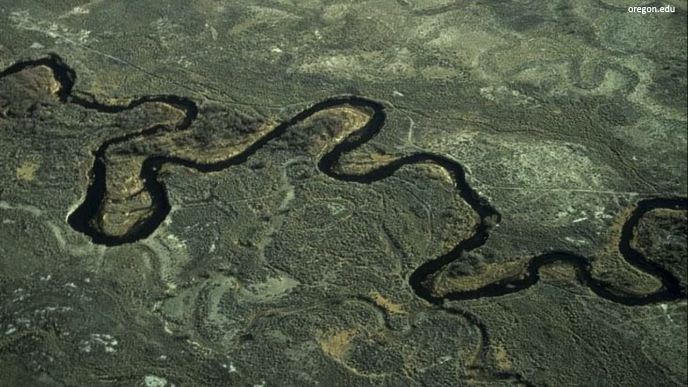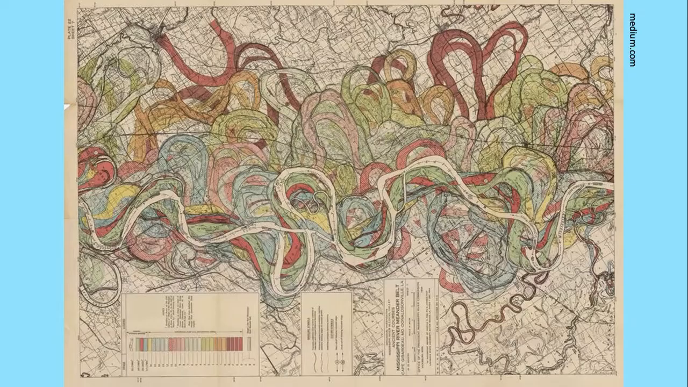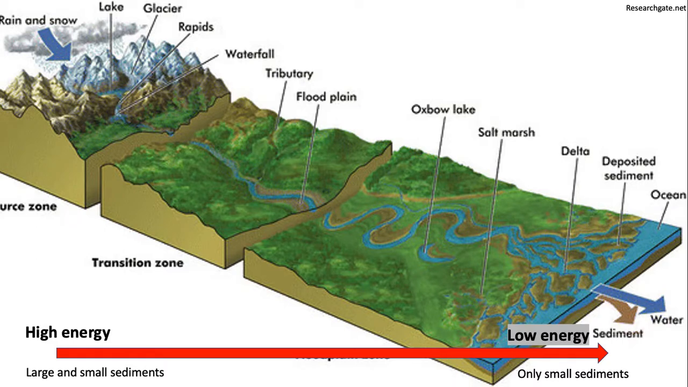Here's an aerial view of a meandering river, moving side to side. And over the course of decades or centuries, a river's location can change. Sometimes there's a big flood and a river settles into a different pathway. This image is showing the different pathways that the Mississippi River has had since people started keeping track. So up at the headwaters in the mountains, that's a high energy environment where you have large and small sediments. And at the mouth, there's low energy and only small sediments.